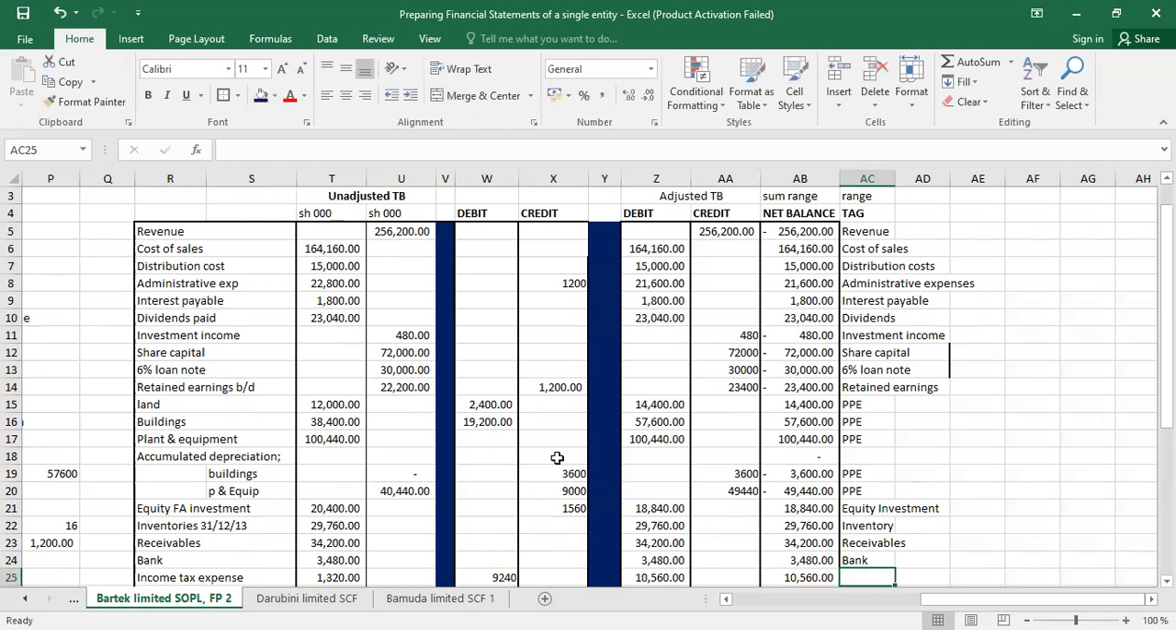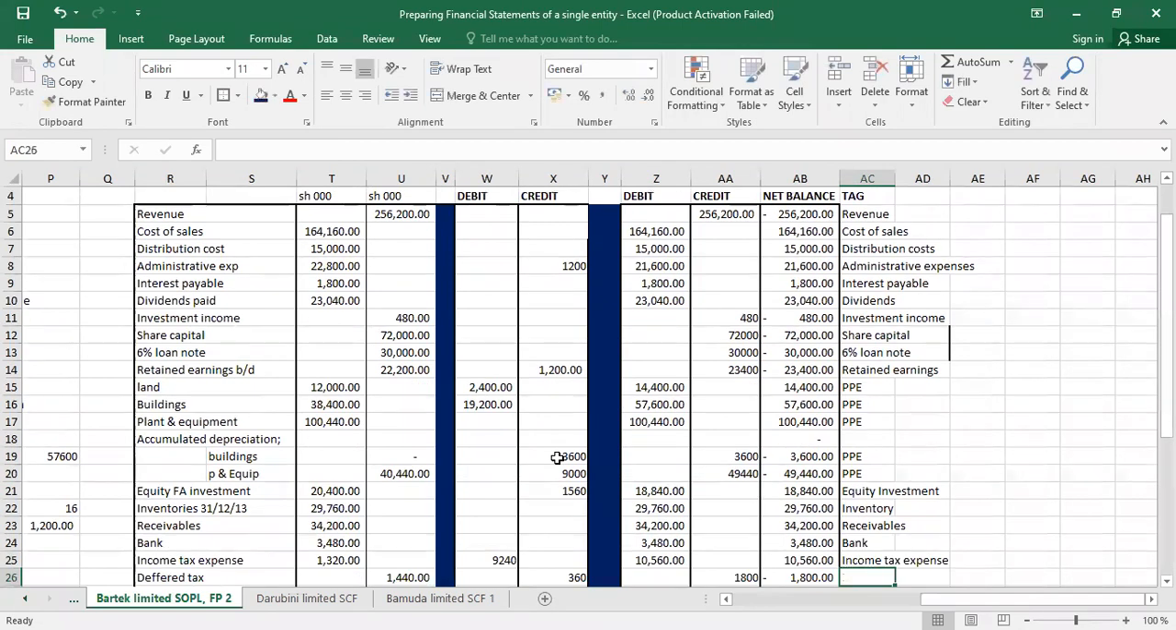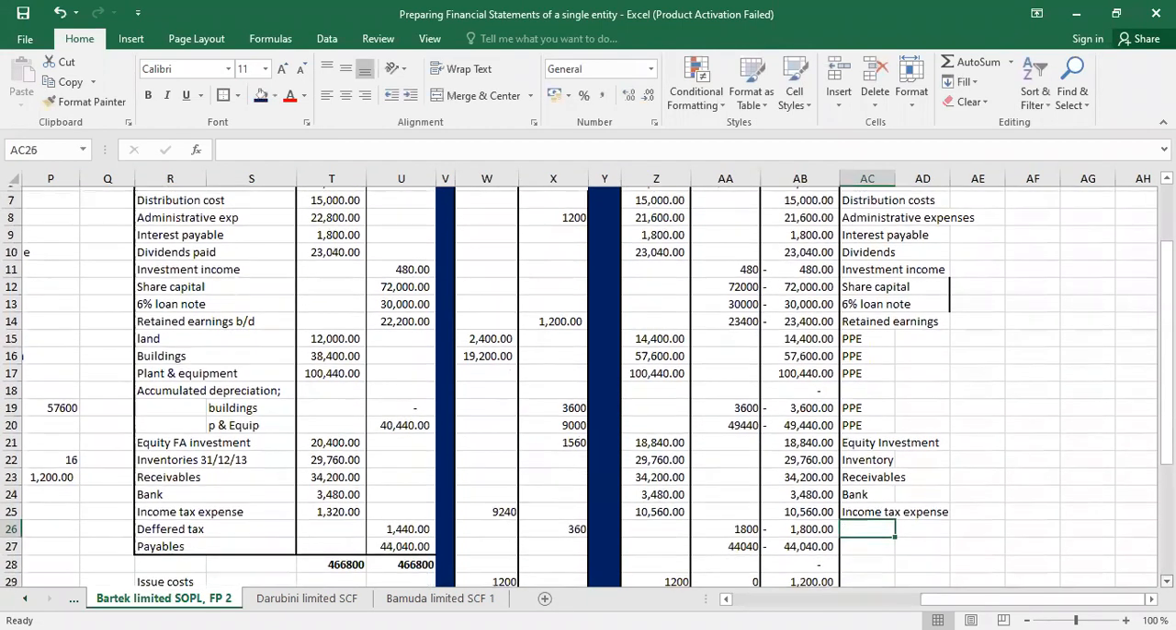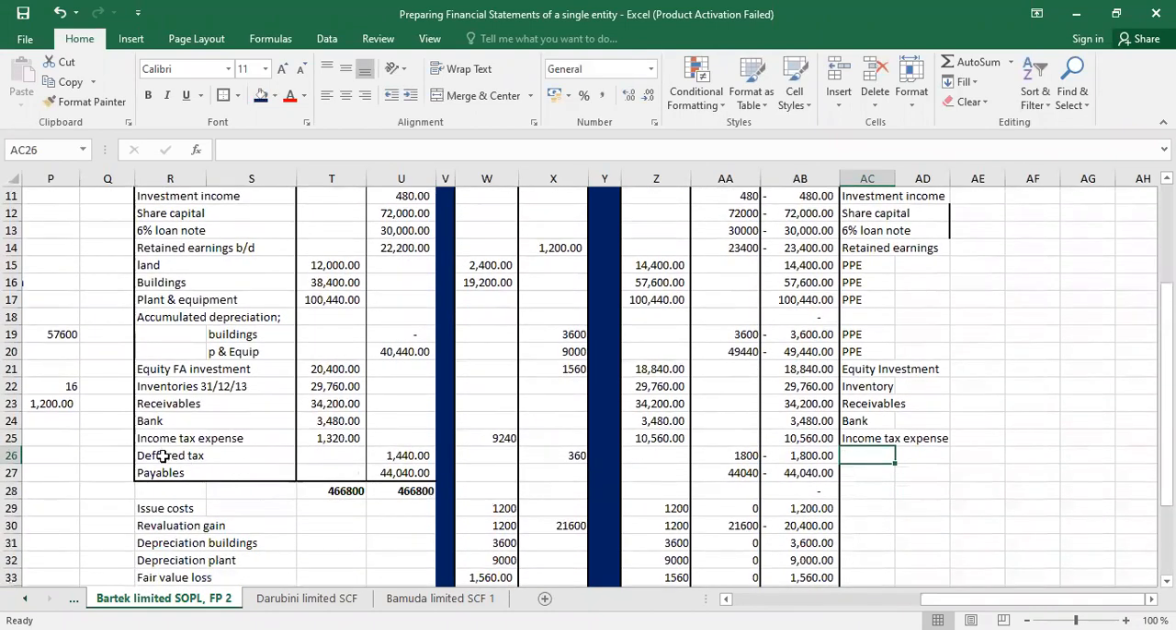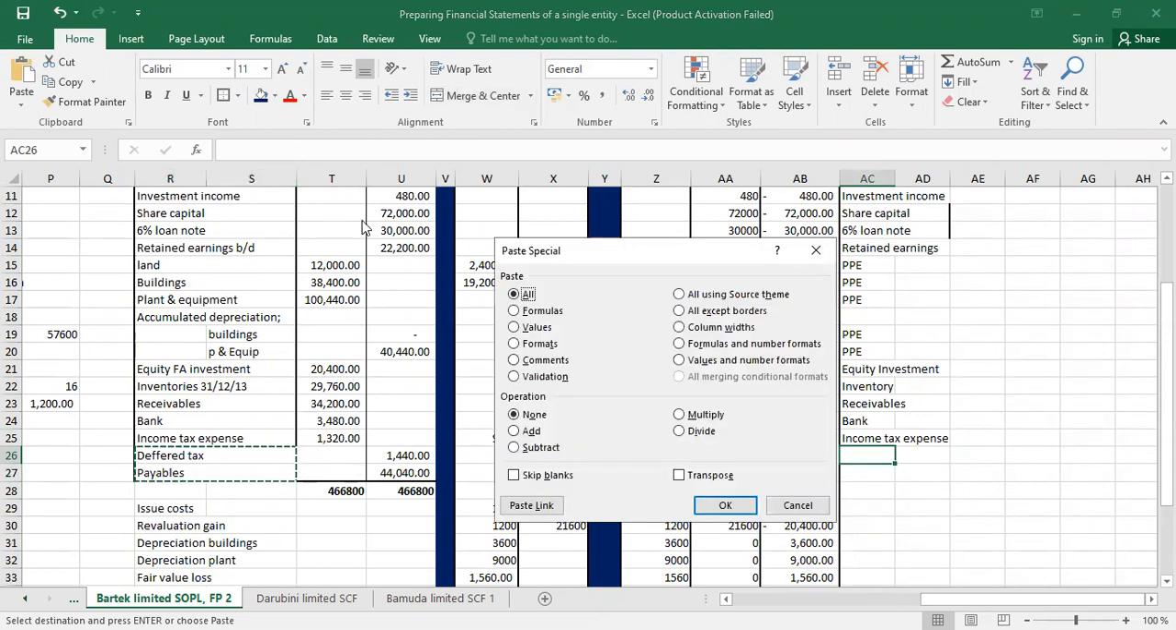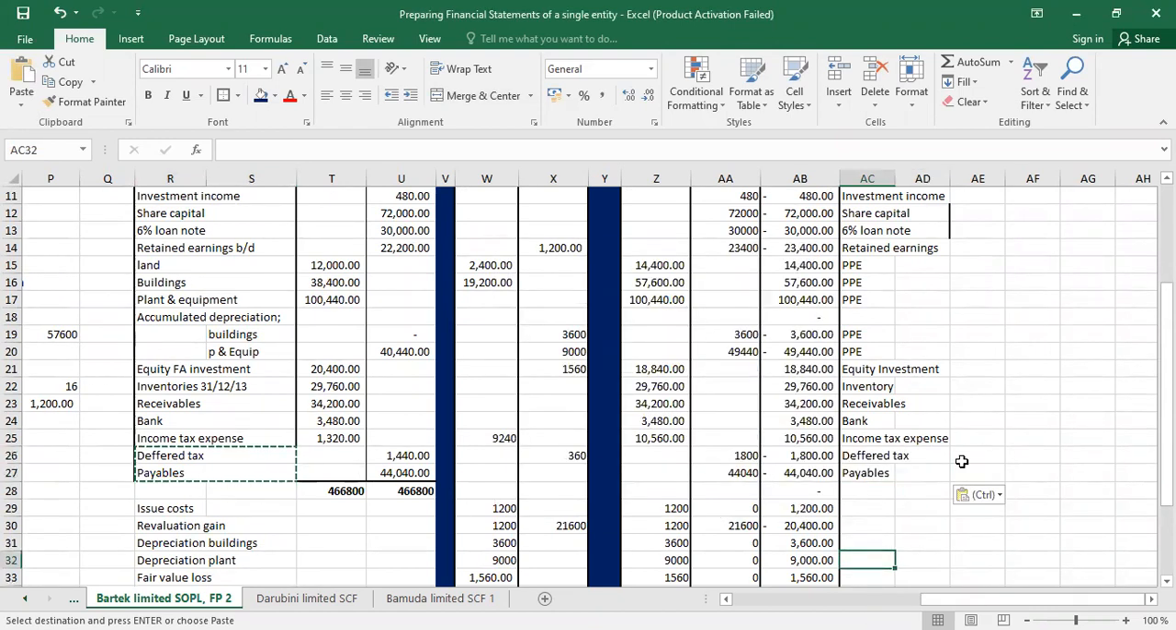This one will be income tax expense. So it's just the same as it appears there. So even deferred tax the same, even payables. So I can just take the two, Control C, then Control Alt V, because I just want the values, I don't want the format, because it will copy with the borders. That's why I just took the values. So issue costs will be finance cost.